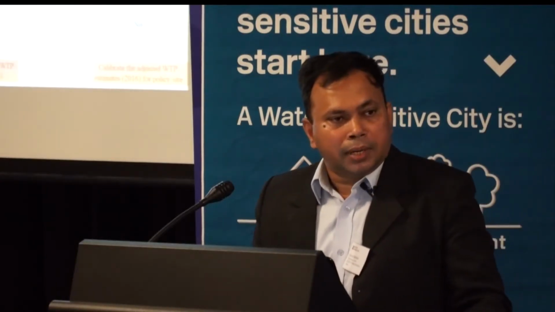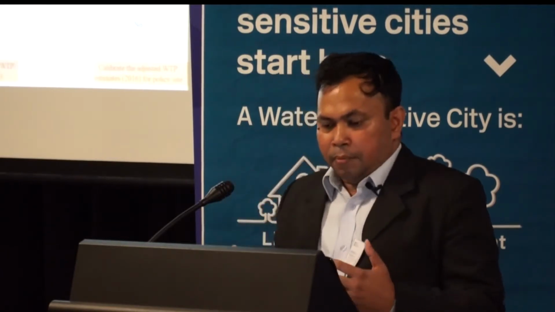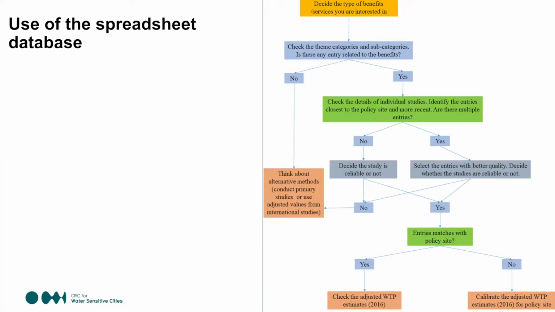So, last few minutes on how we can use the spreadsheet and what our idea is at the moment. Once you get the spreadsheet, you still have to start with the benefit cost analysis framework, because that's where you define your project. But then the question is what type of benefits you should consider as part of your project. The first step is to decide the type of benefits or services you are interested in, and then you start checking our database, checking the themes and subcategories that we have defined. In some cases, you have to look for more details of the definition of the marginal willingness to pay, to see if there is any entry which is relevant for you.